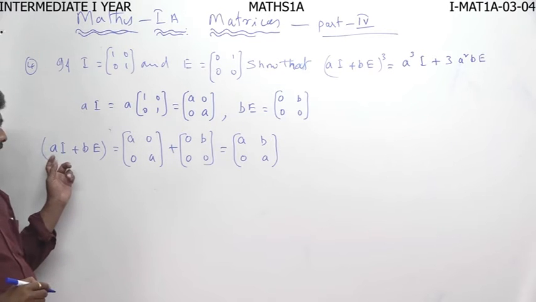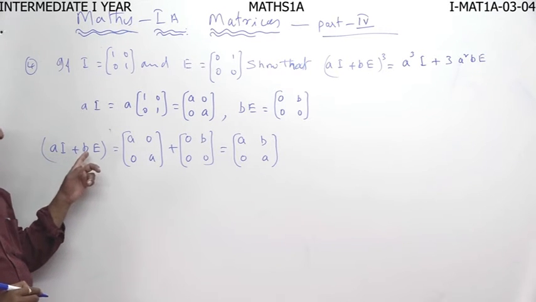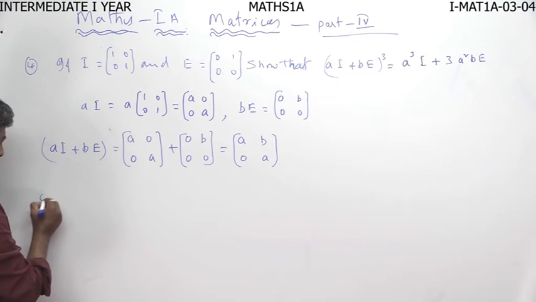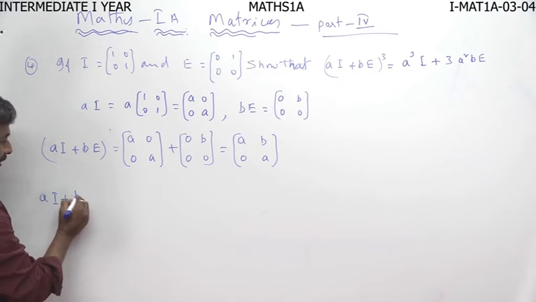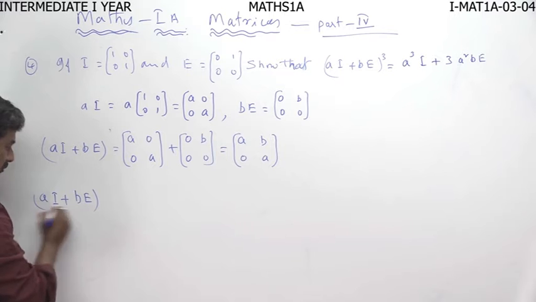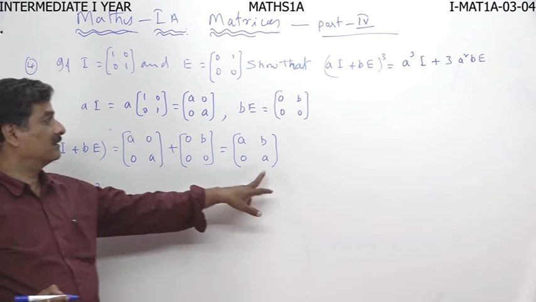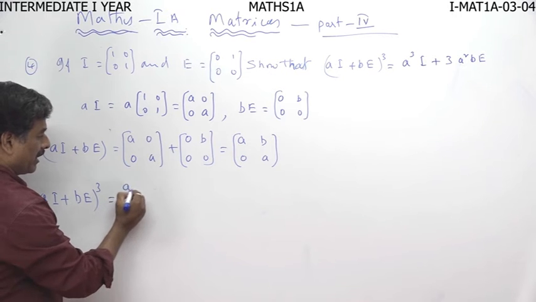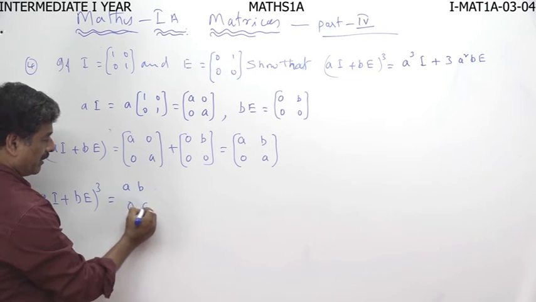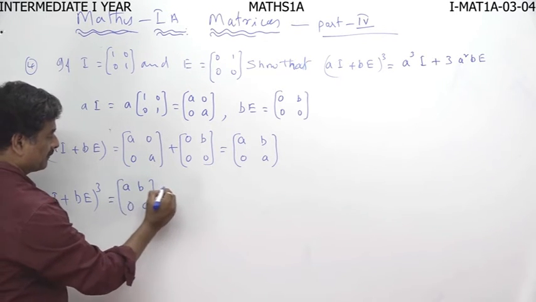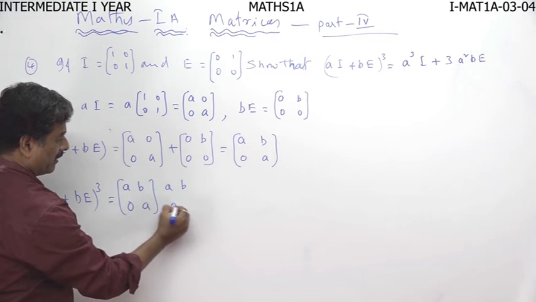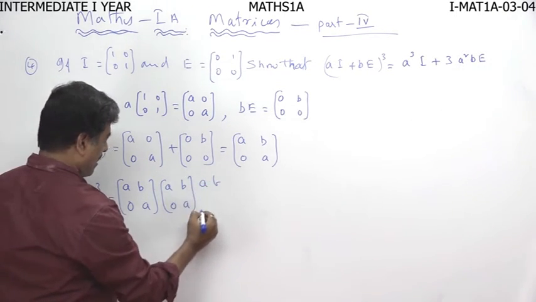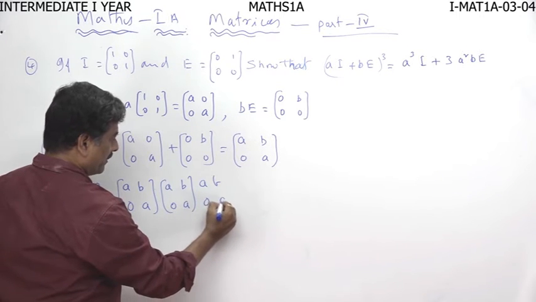Now, (A·I + B·E) whole cube. That means you have to multiply three times. Three times means [[A,B],[0,A]], [[A,B],[0,A]], [[A,B],[0,A]].